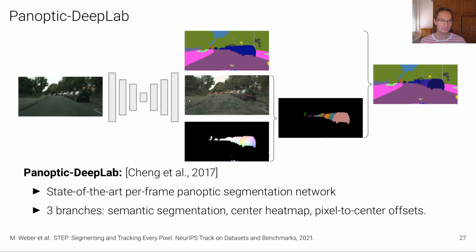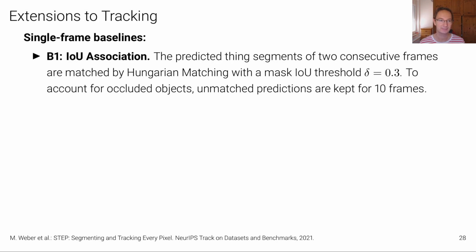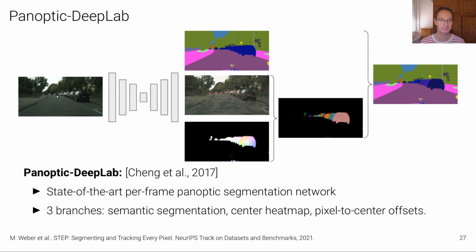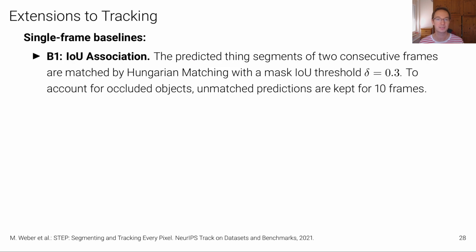Now, this is only for single-frame panoptic segmentation. So how can we extend this to tracking? We consider 2 different approaches. Single-frame baselines, where we process frame by frame with the Panoptic-DeepLab panoptic segmentation baseline, and then we associate with very simple association mechanisms. And then we also consider a multi-frame baseline.